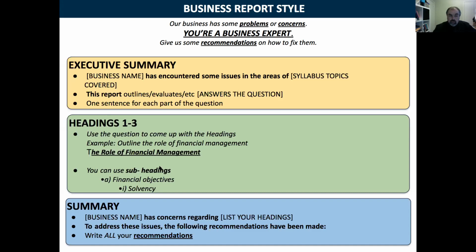In terms of report and subheadings, we could then go A, financial objectives, and then 1, and look at solvency as an objective. So we've got the main heading, the role of financial management, we've got objectives, and then we've got examples. This sort of layering in report format is just a good way to set out your report. Now, can we have something at the end?